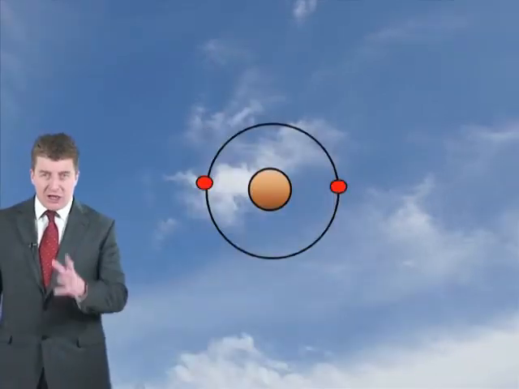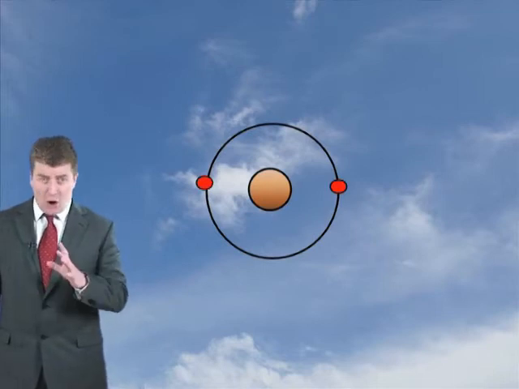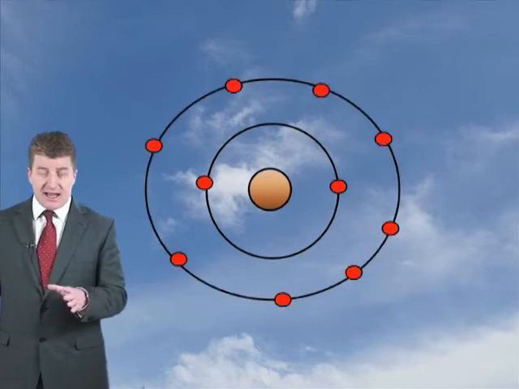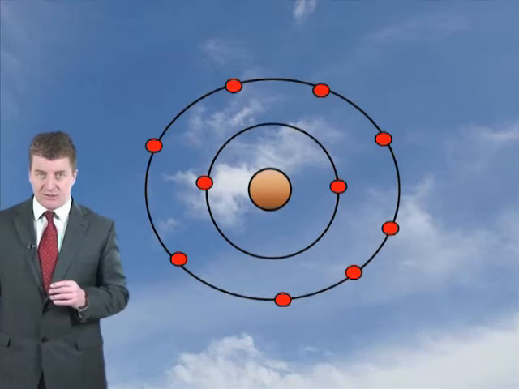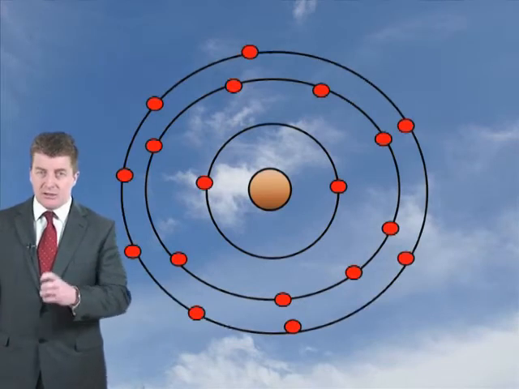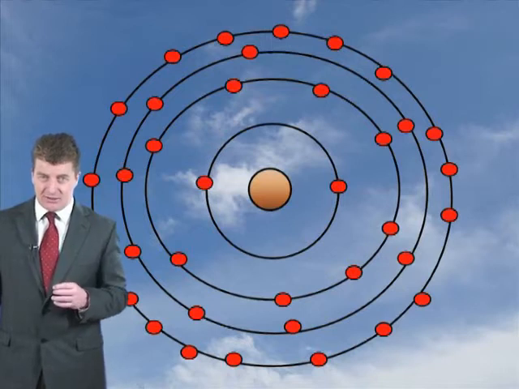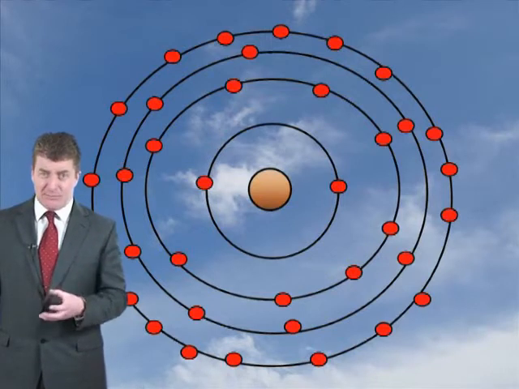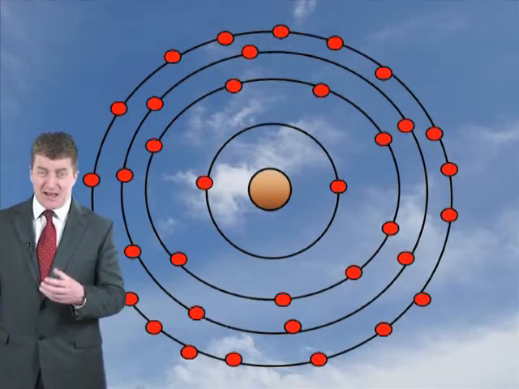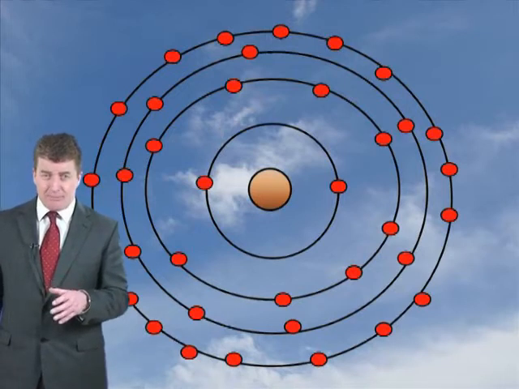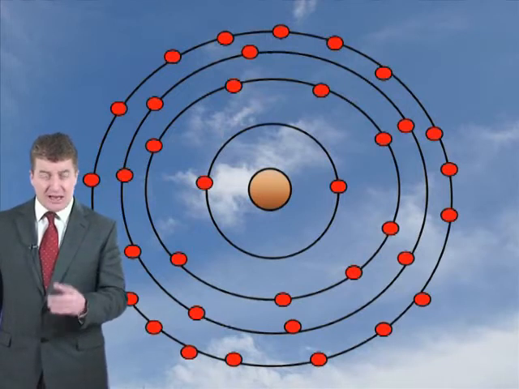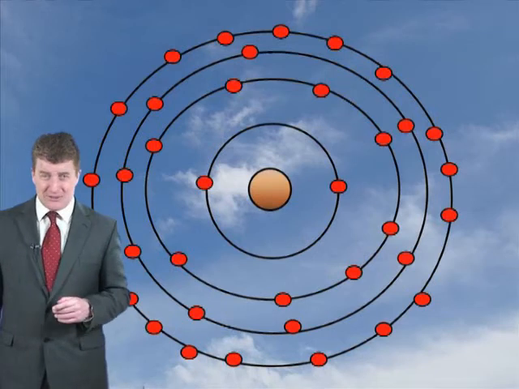The first shell can only hold 2 electrons. That's all it can hold, the first shell. The second shell can only hold 8 electrons. The third shell can only hold 8 electrons. The fourth shell can hold up to 18 electrons. However, generally, when it starts to get this big, you're looking at the massive elements. But generally, the first 3 are the most important. It's got 2 electrons in the first shell, 8 in the second one, and 8 in the third.